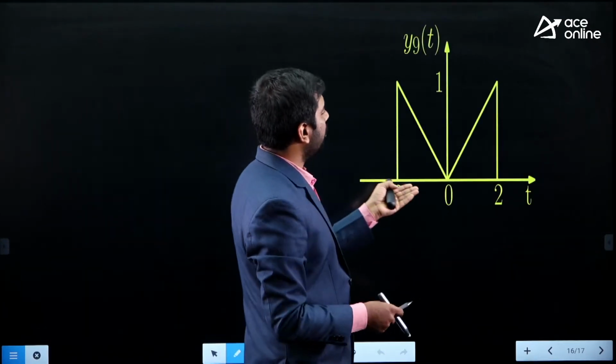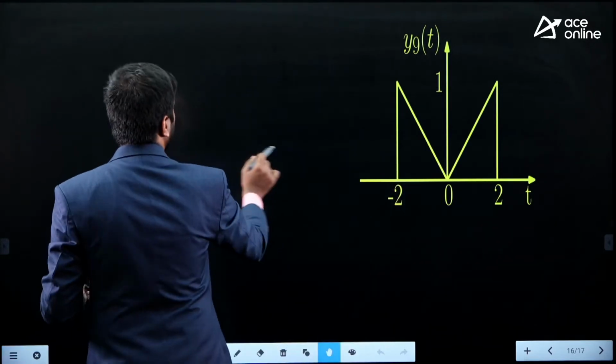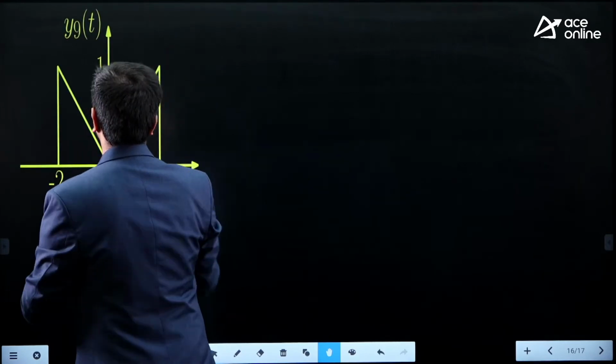How do you find the Fourier transform of this? So how can you express this in terms of the rectangular function? Let's check this.